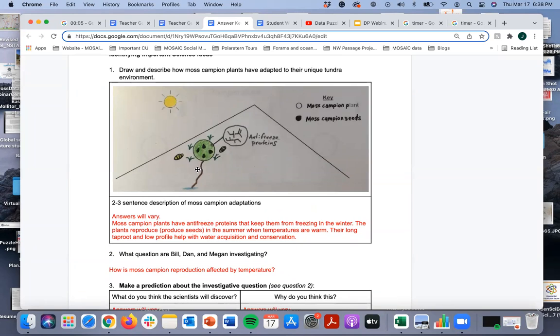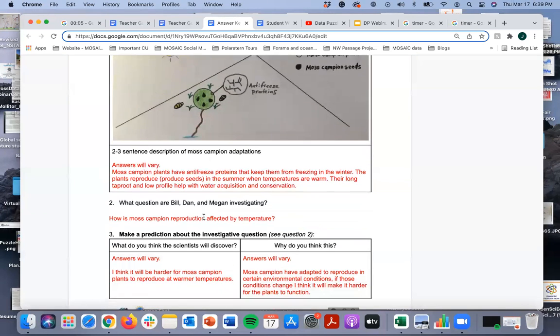In this case, what I've created here as an example, you can see this is my tap root, which is accessing water. You can see some moss campion seeds here. The leaves have antifreeze proteins that allow them to stay warmer and not freeze in the winter. Their cushion-like shape low to the ground helps create a cool, moist environment in the summer, which helps other plants. And these pollinators and bees are attracted to the flowers on this moss campion plant. So wanting to just draw out all of those things and have students describe those.